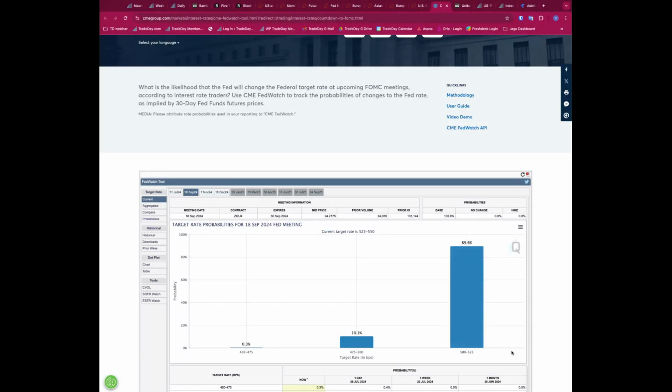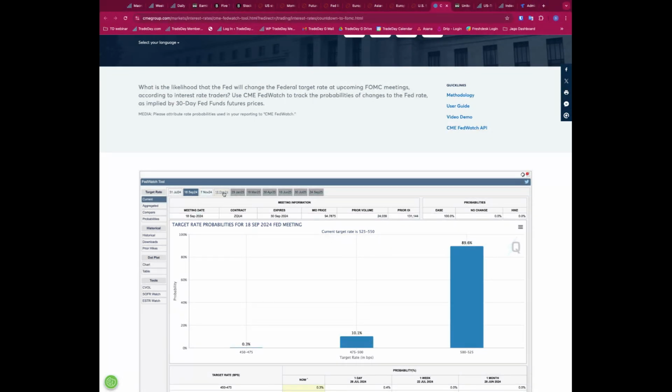So there's no chance priced in that we remain unchanged at 525 to 550. Completely priced in, we get one rate cut, 89.6% chance, but there's an outside chance, about 10%, that we get not just a rate cut of 25 basis points, but a 50 basis point rate cut.